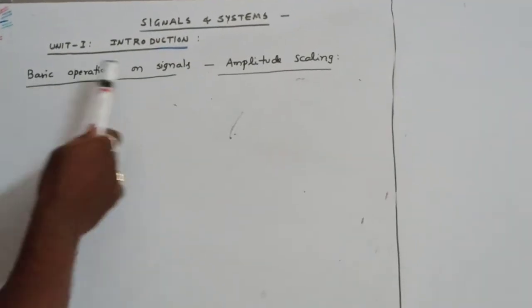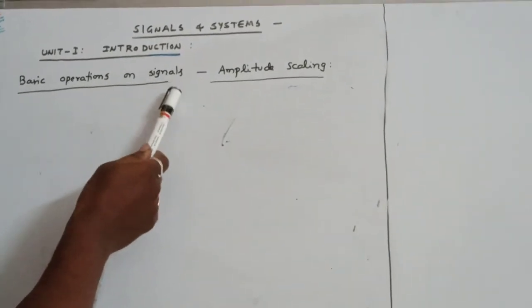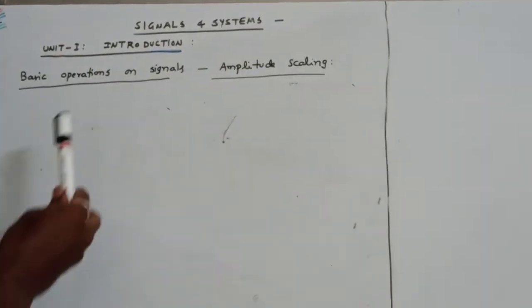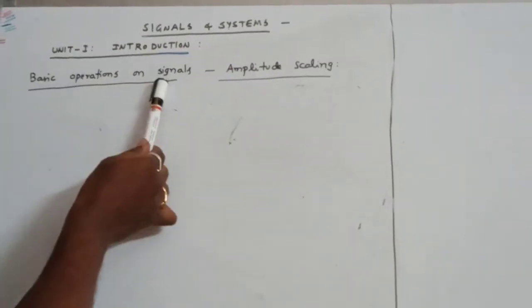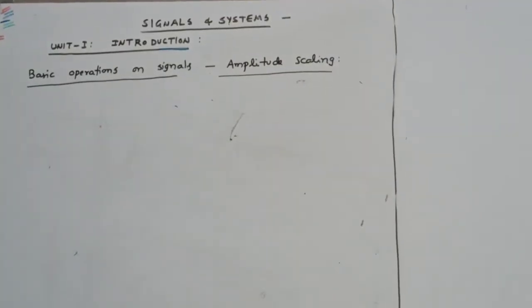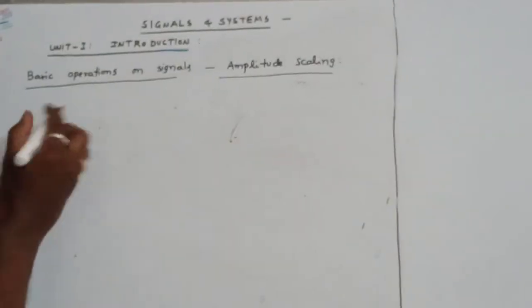Hi, we are discussing basic operations on signals from Unit 1 of Signals and Systems subject. Today we will see one more basic operation on signals. So that is a very simple one, amplitude scaling. Let us define what is amplitude scaling.